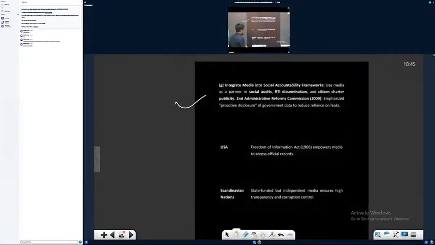Second ARC will say something about proactive disclosure. Government data is there. The government should not wait for RTI activists to ask for that data. Government should proactively provide the data. Nobody has asked. Government shows that this is the amount of data that is there. Second ARC recommended this.